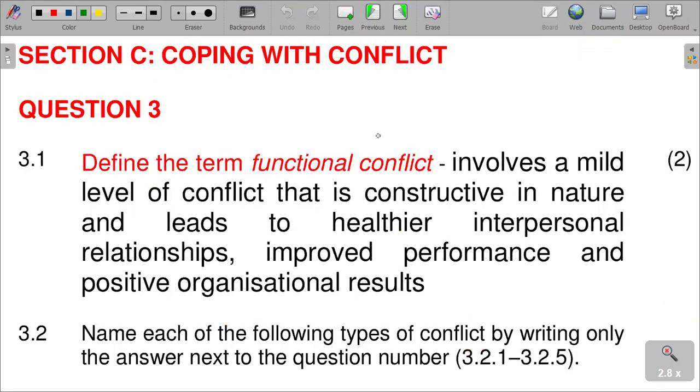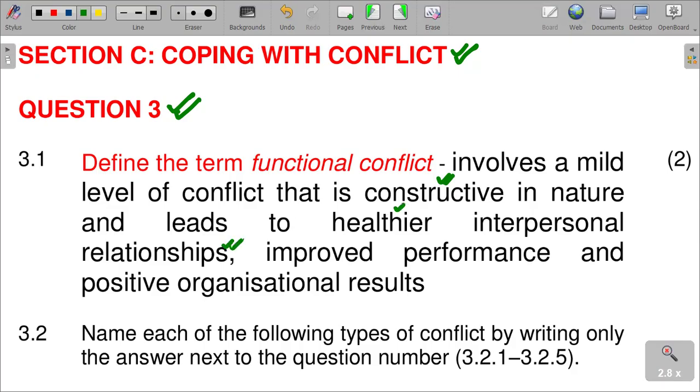Section C, coping with conflict. Define the term functional conflict. It involves a mild level of conflict that is constructive in nature, and leads to healthier interpersonal relationships.